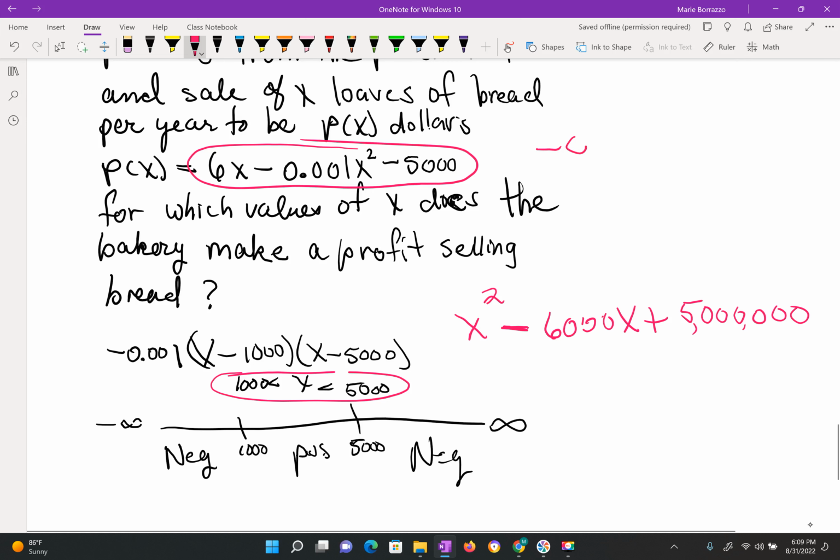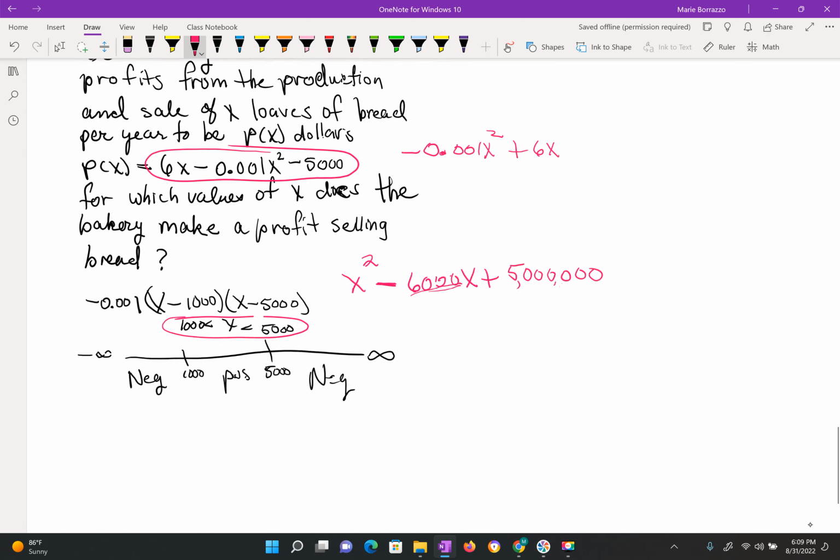So this is really negative 0.001 x squared. We make that positive x squared by multiplying by negative 1,000. Then you have the plus 6x in the middle, which multiplied by 1,000 is really 6,000. Instead of 5,000, you multiply that 5,000 times 1,000, which gives you 5 million, so this is plus 5 million. Originally that's what you have; this is the same thing, just rearranged.